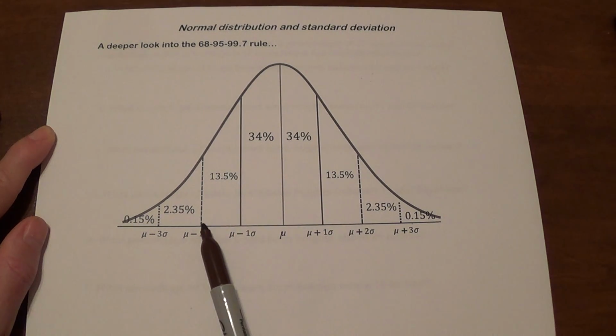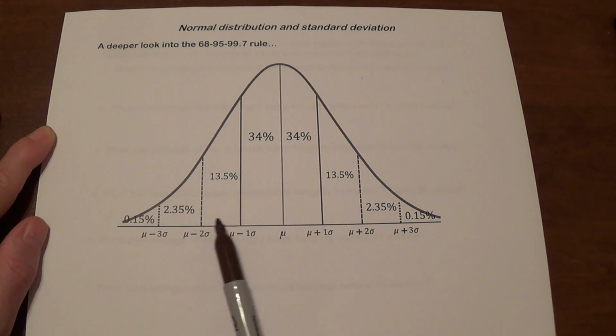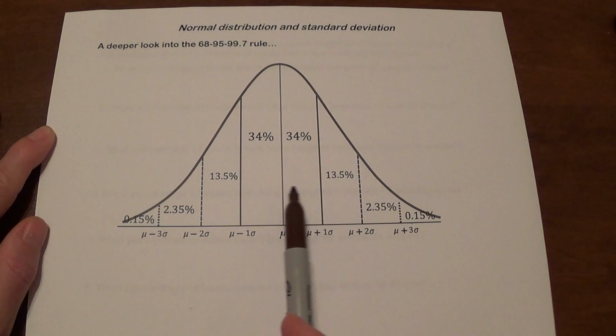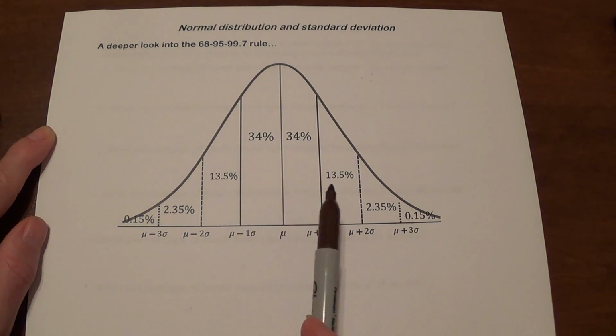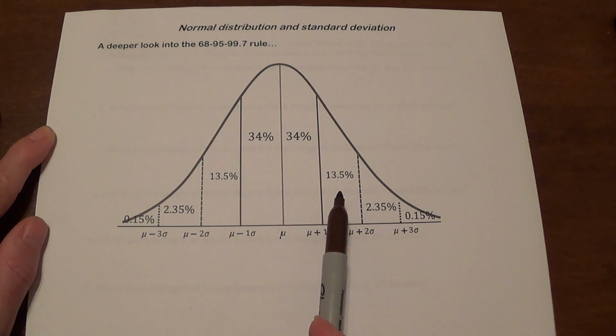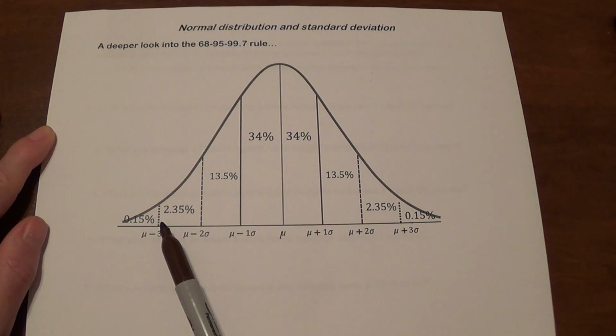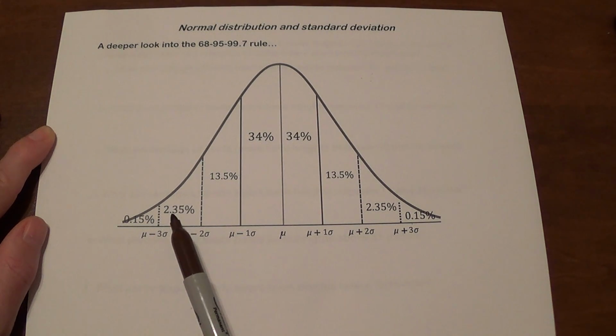95%. So that means that half of that contains 47.5. So we got 34 here, 34 here, that's going to contain 13.5, that's going to contain 13.5. So when you go to 3 standard deviations away from the mean, it's 99.7. And you're going to end up having here in this portion 2.35% and 2.35%.